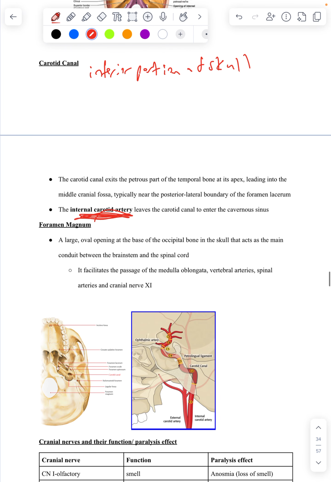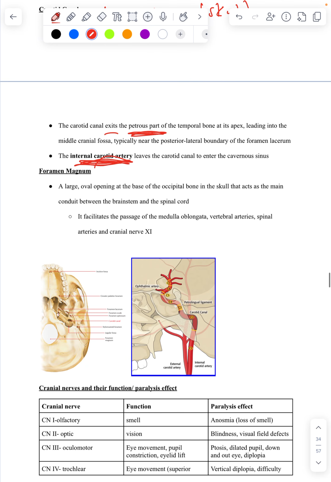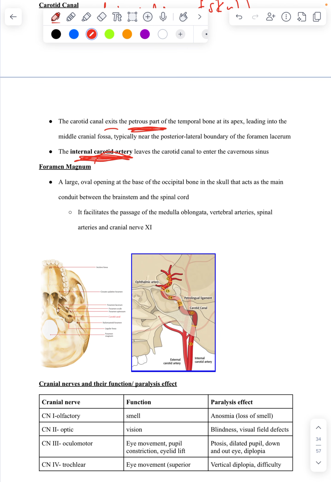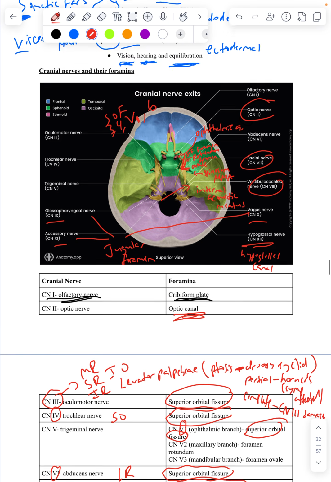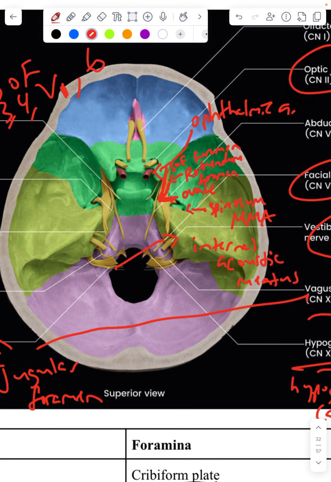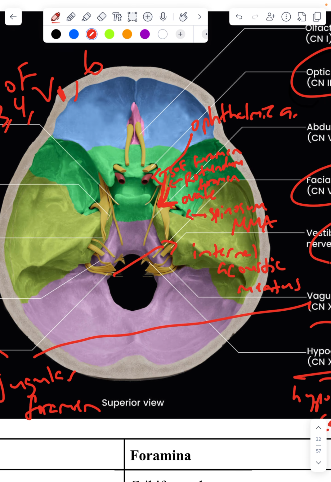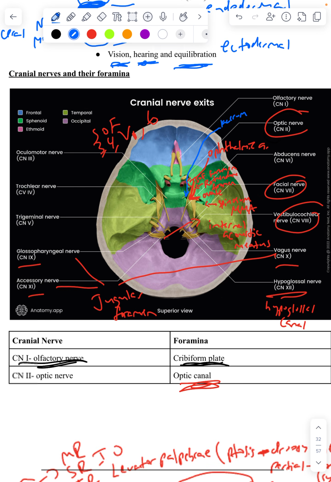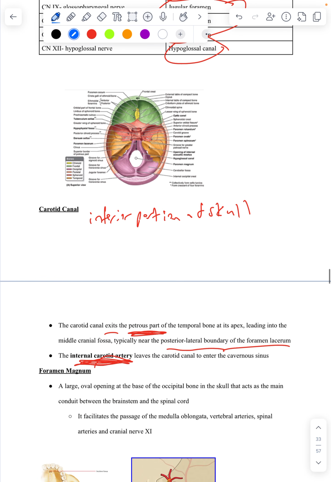Then for specificity, it exits the petrous part of the temporal bone to the middle cranial fossa near the posterior lateral boundary of the foramen lacerum, which is another opening of the skull. You can't really see it, but it's in there. So the ICA runs anterior to it.